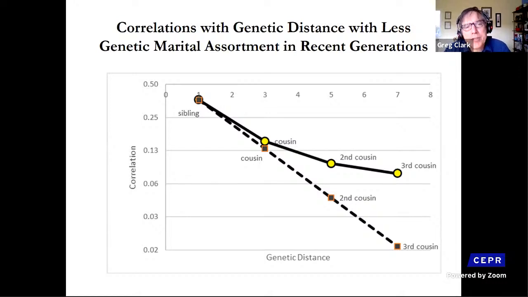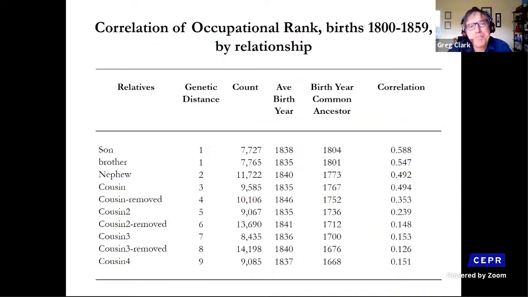And one thing is that if we think that, say, genetic marital assortment was much lower in recent years, then we would get the upper curve shown on this figure, where third cousins would be surprisingly strongly correlated. But what we actually observe, as I say, is the lower curve, which implies that the rates of assortment in marriage have been unchanged throughout 180 years in terms of the data.